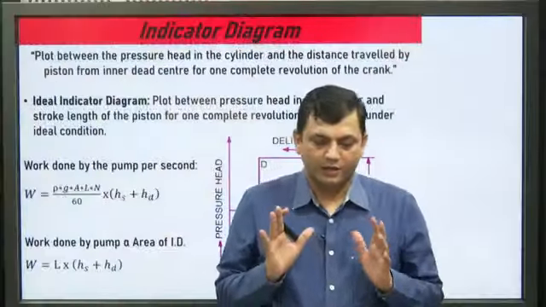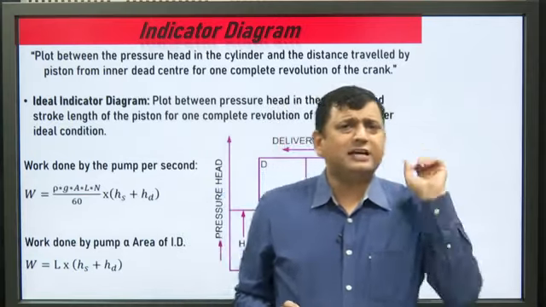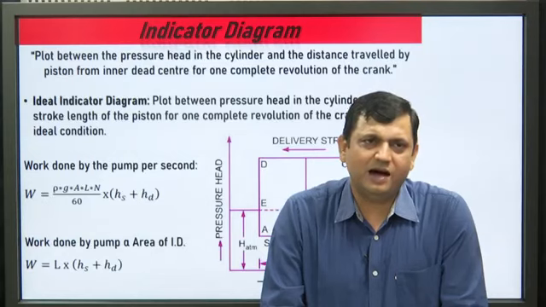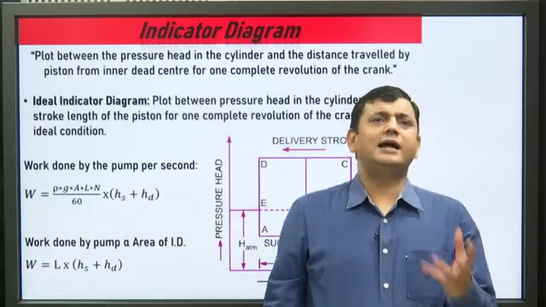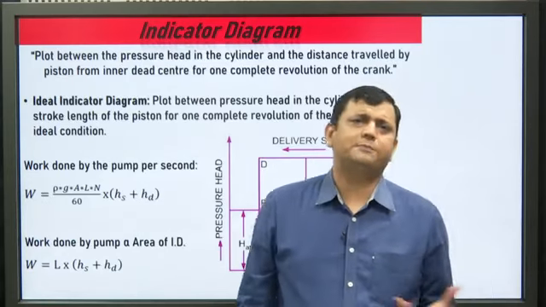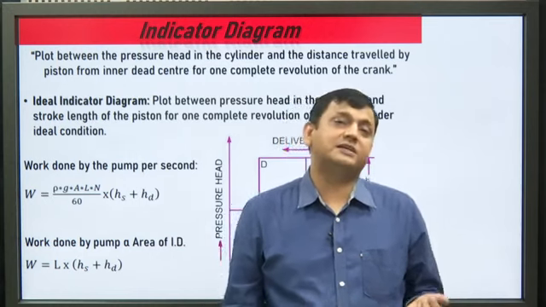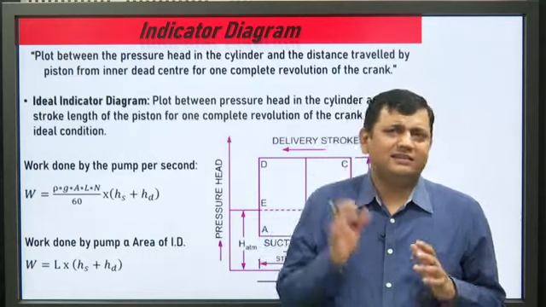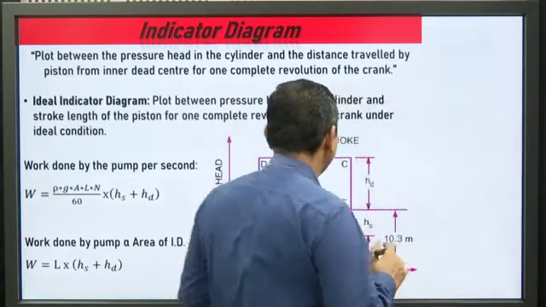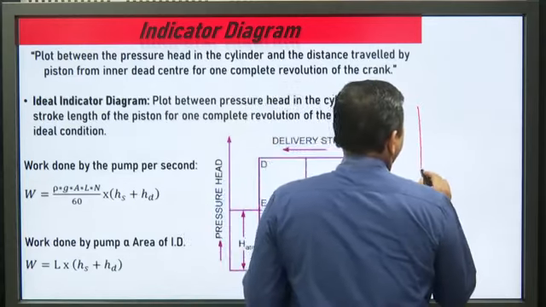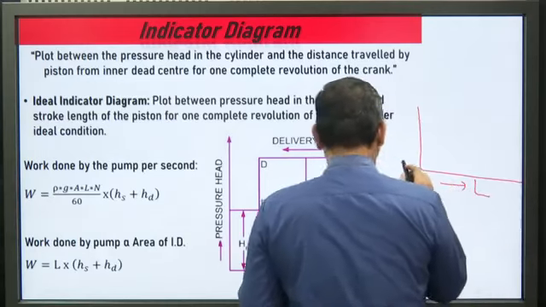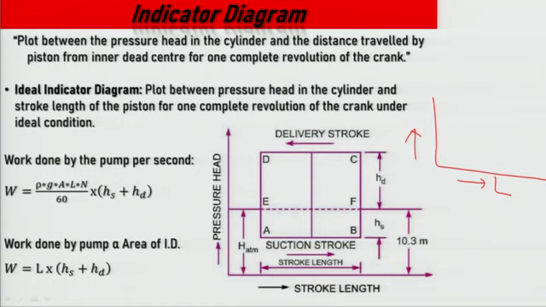Okay. So, what is the ideal indicator diagram? Ideally, because all the time we are calculating the ideal indicator diagram. The indicator diagram is the plot between stroke and pressure. So what is the ideal? We are assuming, in the case of the ideal, if you see this, stroke length L versus pressure head.